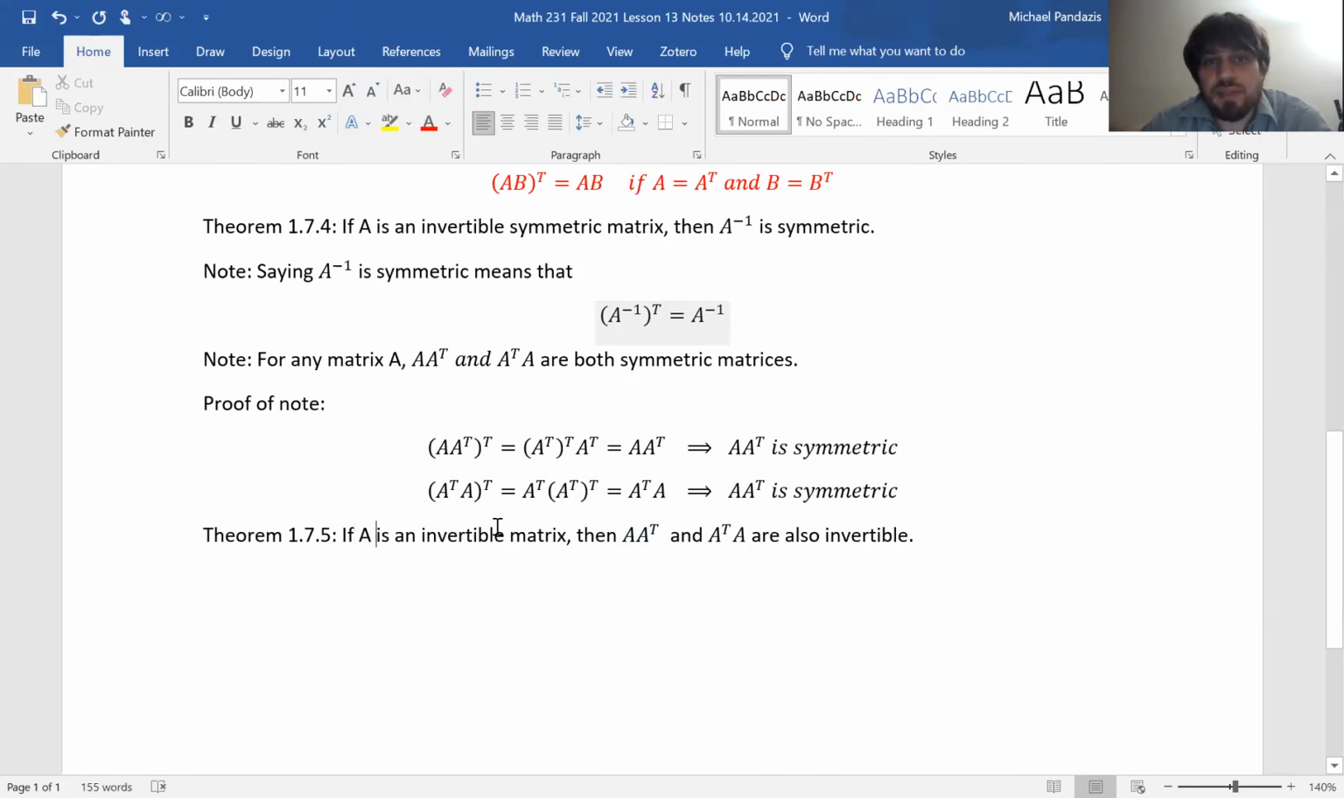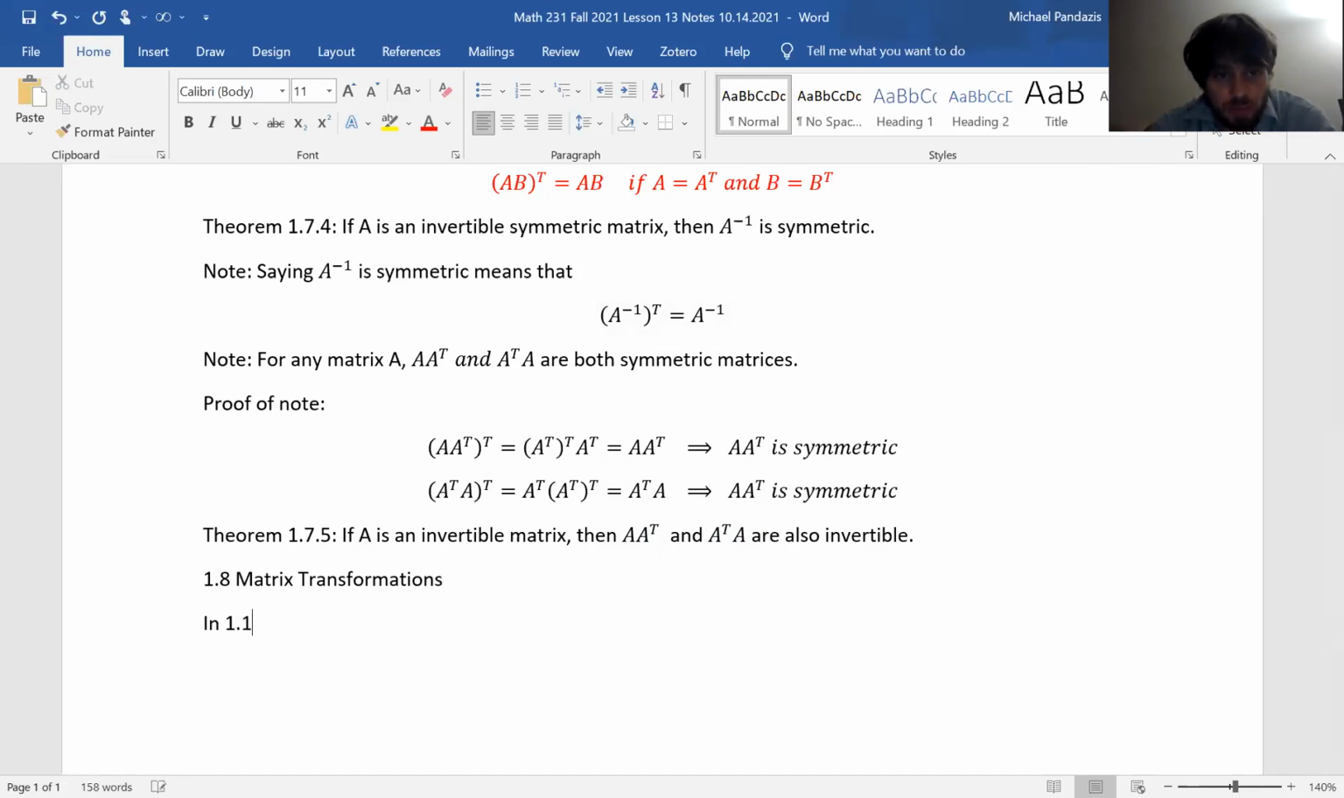Okay, so if A is an invertible matrix, then A transpose is an invertible matrix. And so then that means A A transpose is a product of invertible matrices, which is invertible. Okay, and you can say the same thing for this. So you get that from there. Okay, so that's the end of 1.7. This next is 1.8 on matrix transformations.